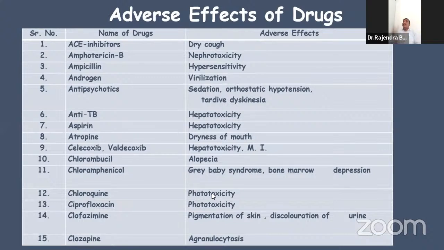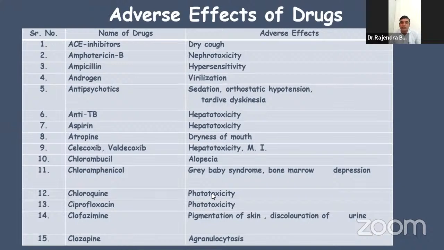Ototoxicity is nothing but the damage of the 8th cranial nerve. What is the 8th cranial nerve? Go in your HAP, there is the vestibulocochlear. Damage of the vestibulocochlear, sometimes it may lead to permanent deafness. Okay, so the common side effects: anti-TB, hepatotoxicity, aspirin, hepatotoxicity, atropine, as I told you, I have very good techniques. Now we don't have time to tell.